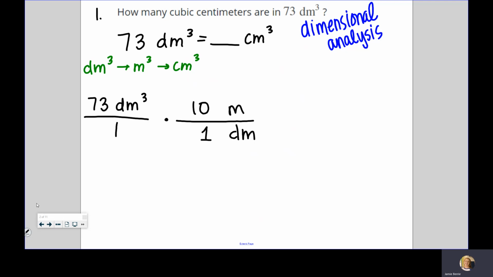Now, there's a little extra step that we're going to have to do here because of the cubed. So we need this to be decameters cubed. But if we cube this, we've got to cube everything. So cube every piece, so that we can cancel out decameters cubed. All right, so now cancel your common units. Decameters cubed cancels with decameters cubed.